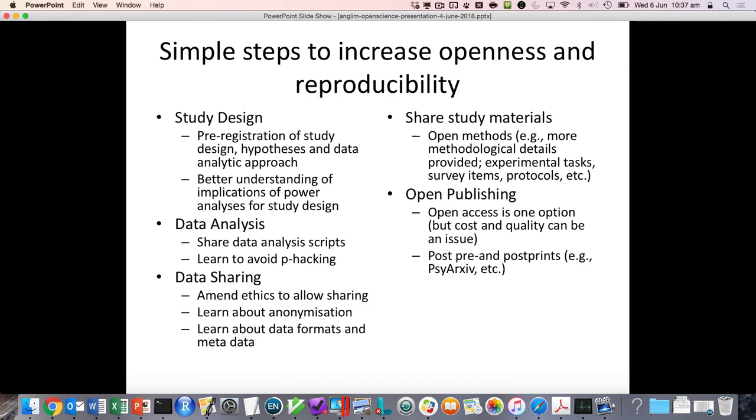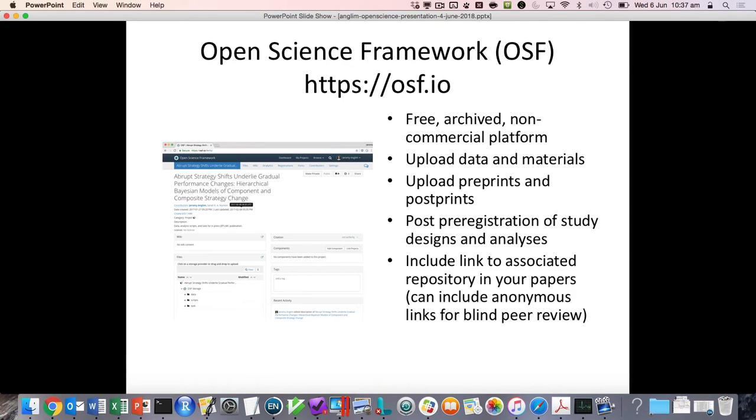There's data sharing, sharing materials, and then we've got the open publishing or a preprint and postprints. So I was going to talk a little bit about the Open Science Framework, if people actually use this platform at all. I'm talking about what I know, so that's part of it. But also, I think this is a great platform for doing open science, and I can talk a little bit about the ways that I've been using it and what it's enabling.